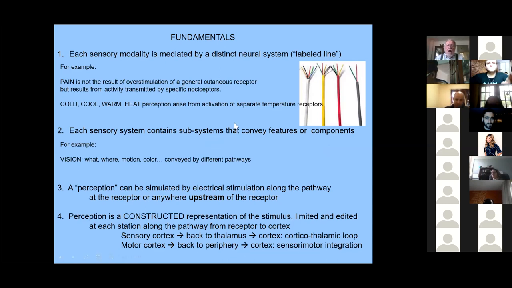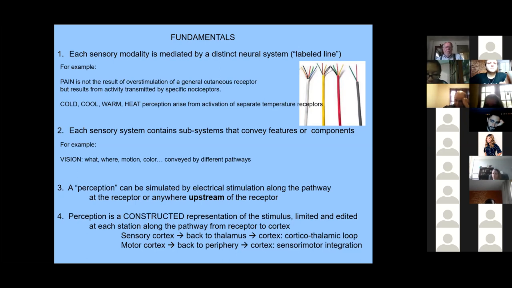All right, so here we are with our labeled line. The argument here is that pain is not the result of just overstimulation of general cutaneous receptors, but rather the activity transmitted by specific nociceptors. Cold, cool, warm, heat arise from activation of separate temperature receptors. And then each sensory system contains subsystems that have features or components. So what you're seeing, where you're seeing it, is it moving, and what is its color, is all conveyed by different pathways. And a perception can be simulated by electrical stimulation along the pathway at the receptor or anywhere upstream of the receptor.